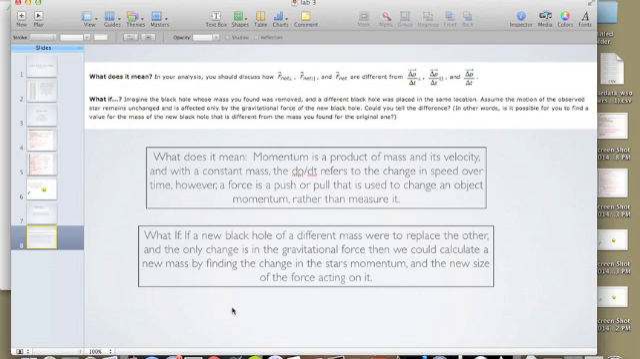And finally, in conclusion, we can see that by giving star position points, we're able to find the change in momentum, the force, and finally the direction and mass of a black hole that is acting upon it.